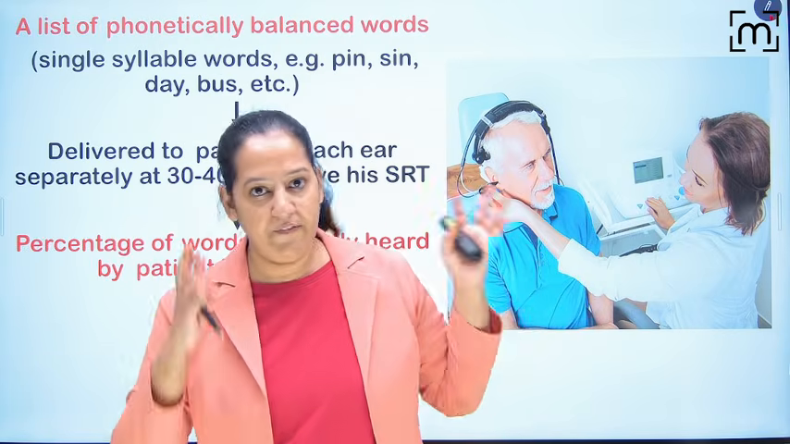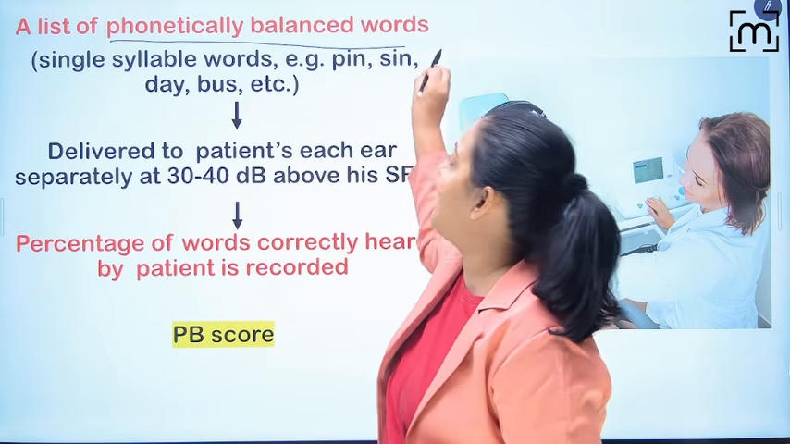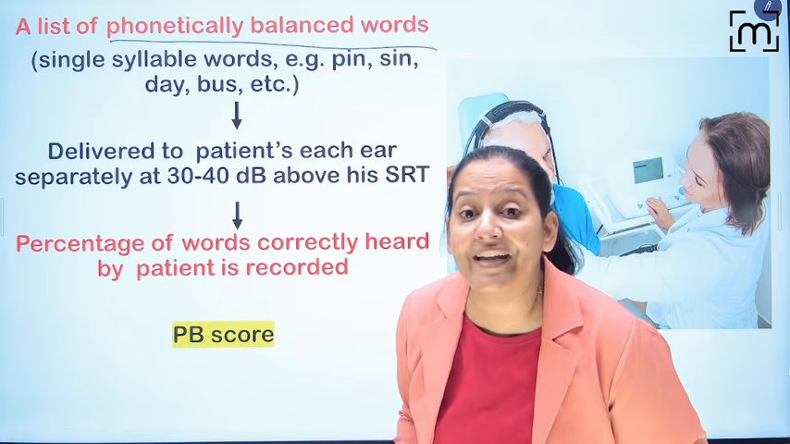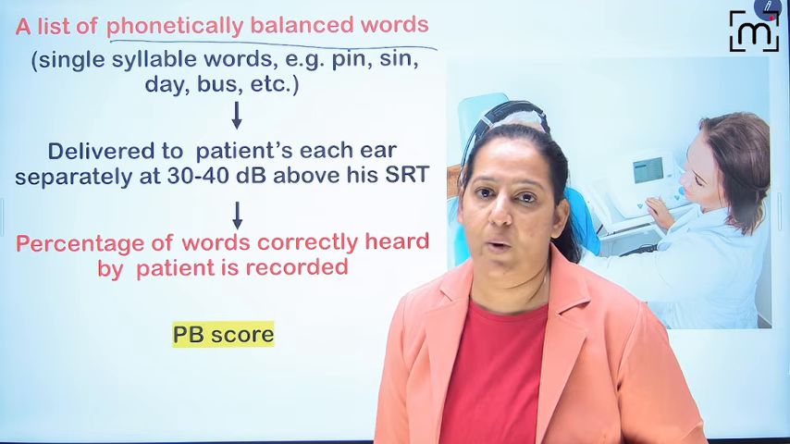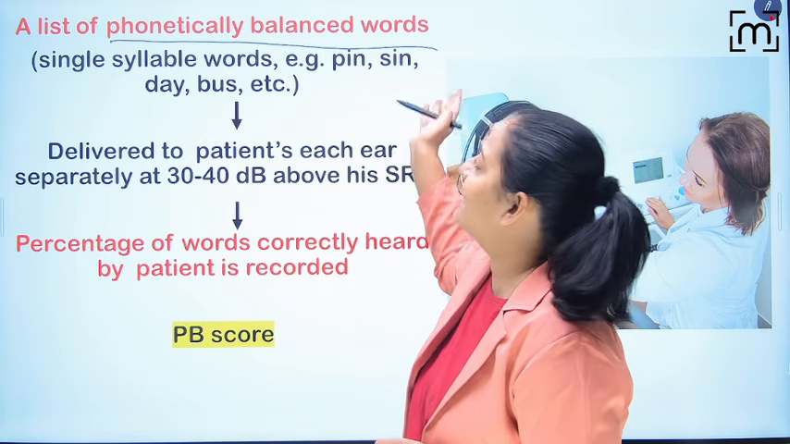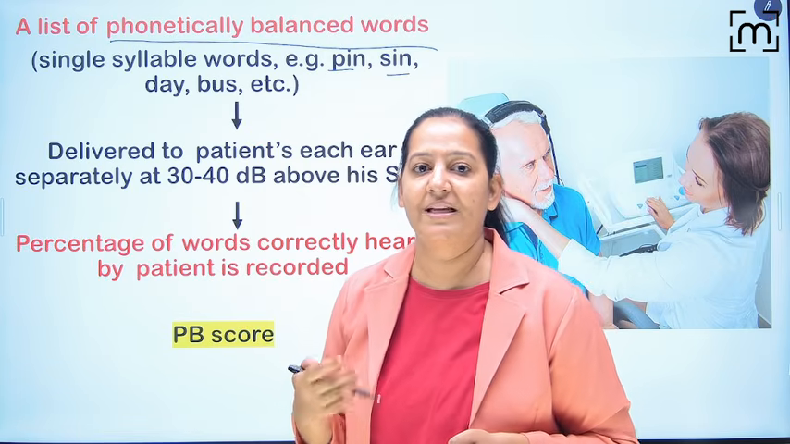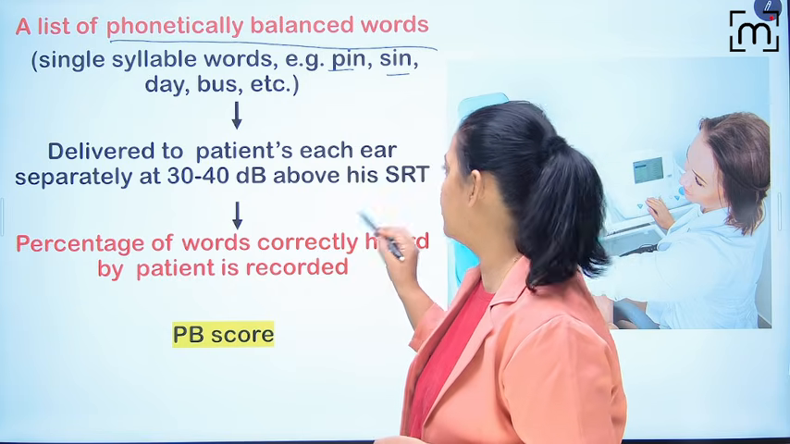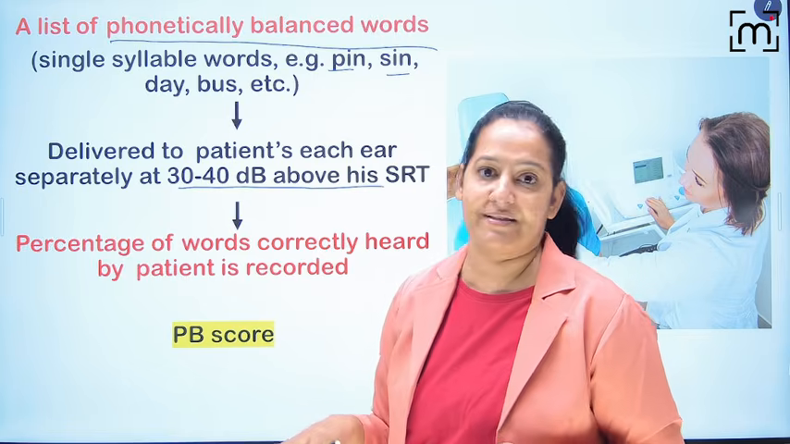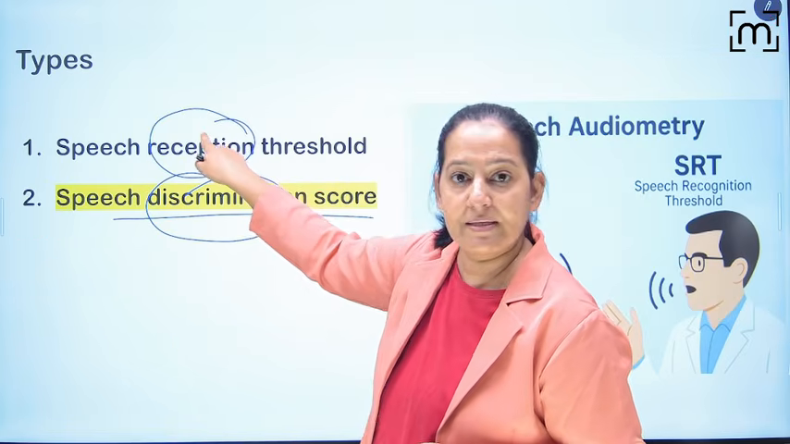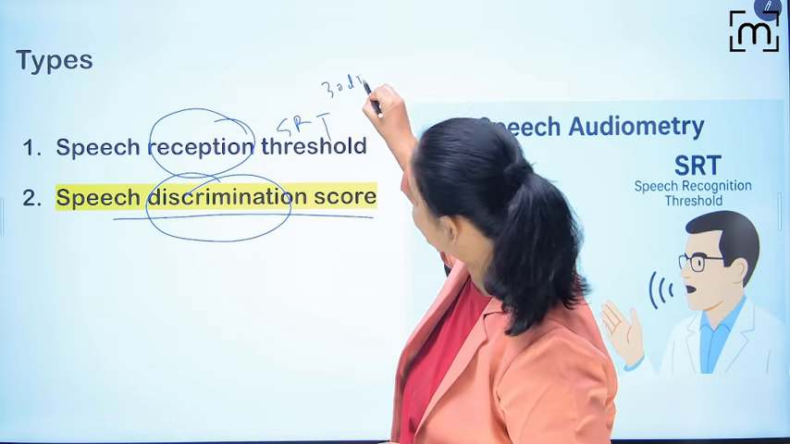So again we will put a headphone like this, and we will give a list of phonetically balanced words. There we took spondee, two-syllable words; here we are taking phonetically balanced words, for example pin, sin, day, bus. We deliver these to each ear separately at 30 to 40 decibel above the SRT. We already know the SRT; first we perform that test, so we know the SRT of the patient.